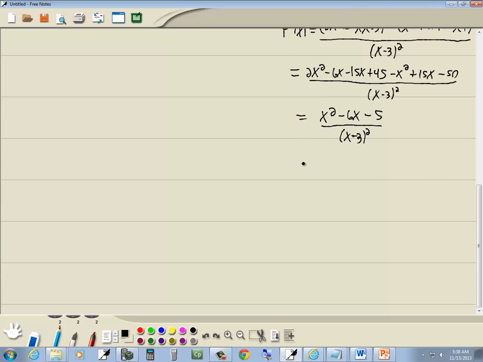Now to find our critical values, you set the top part equal to 0. So I got x squared minus 6x minus 5 equal to 0. And we'll set the bottom part equal to 0. So we got x minus 3 squared is equal to 0.